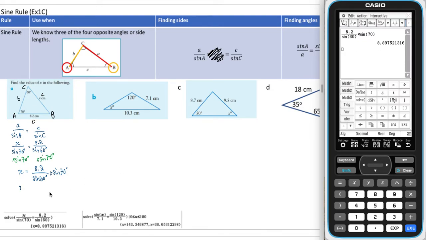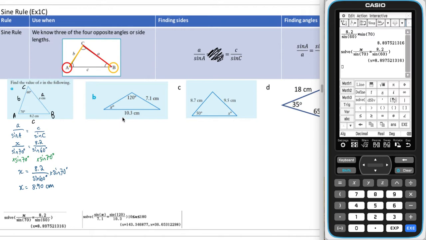Okay, now we'll just let that load up. Now if you want to confirm this in your ClassPad using the solve function, make sure you write CP solve, and I like to do this to start off. And then sub in x on 8.2 on sine 60, and solve. And we get the same answer there, so we're confirming 8.90. Okay, so we've found the value of x here.